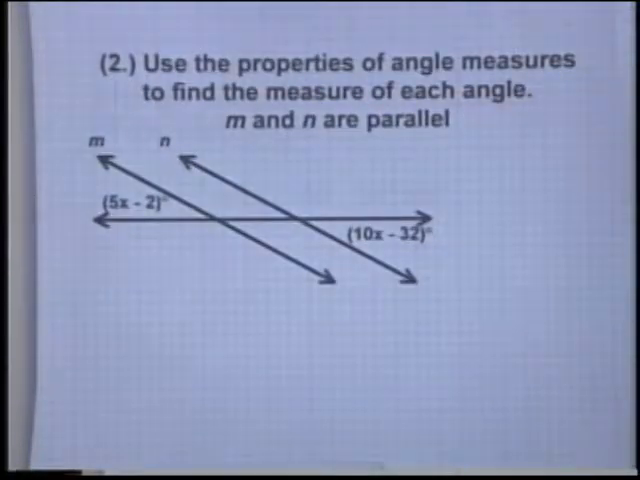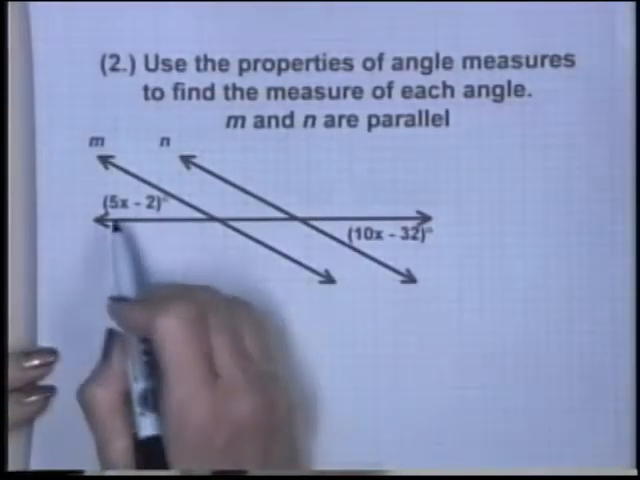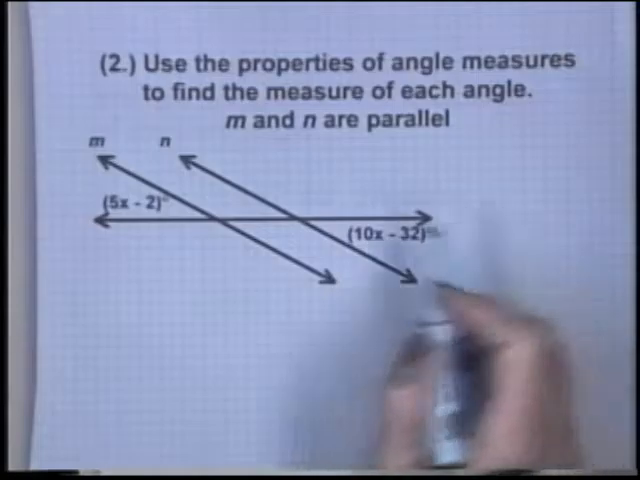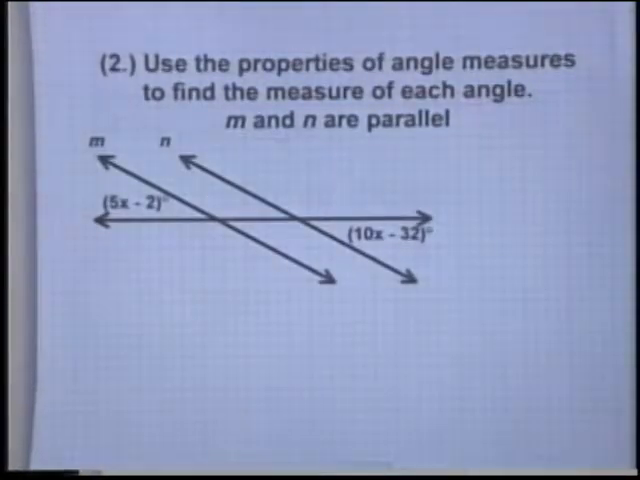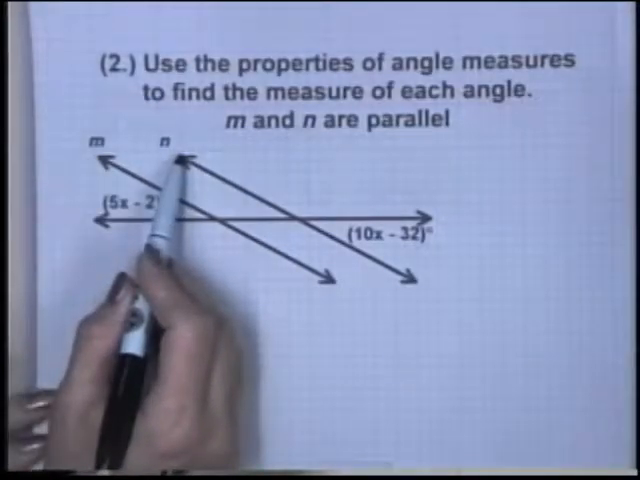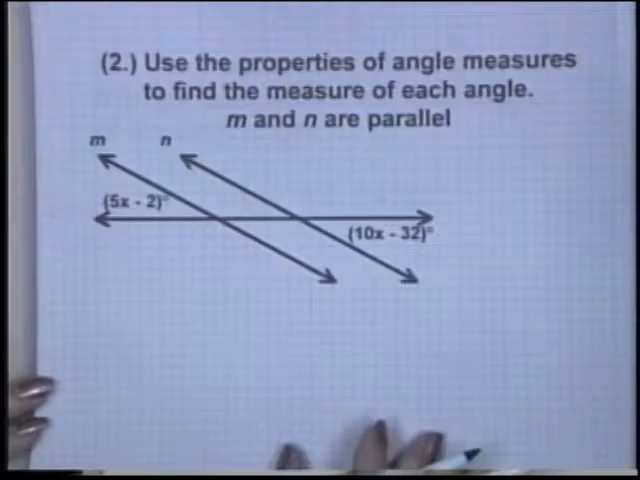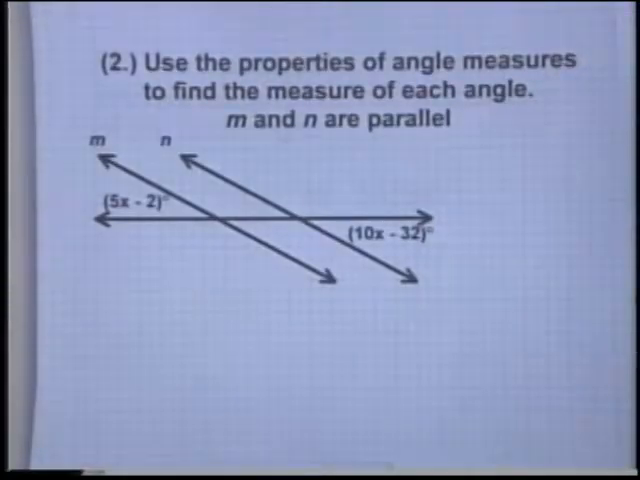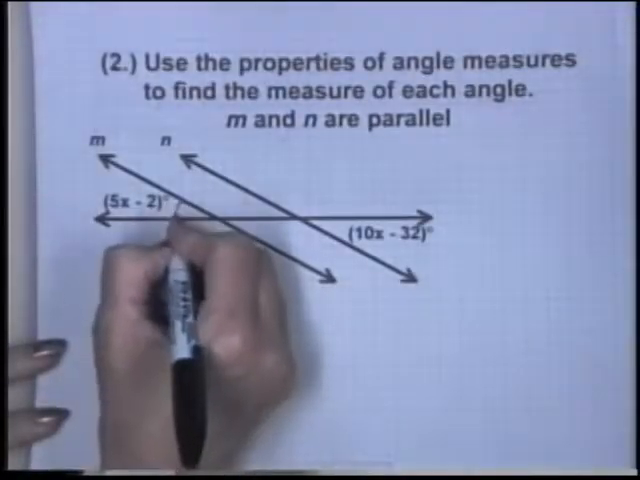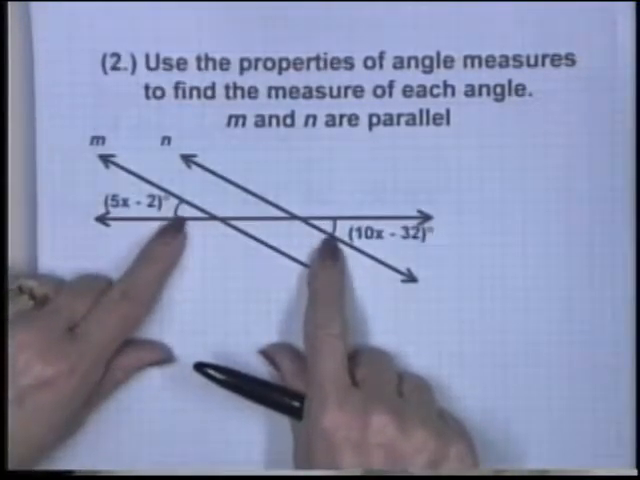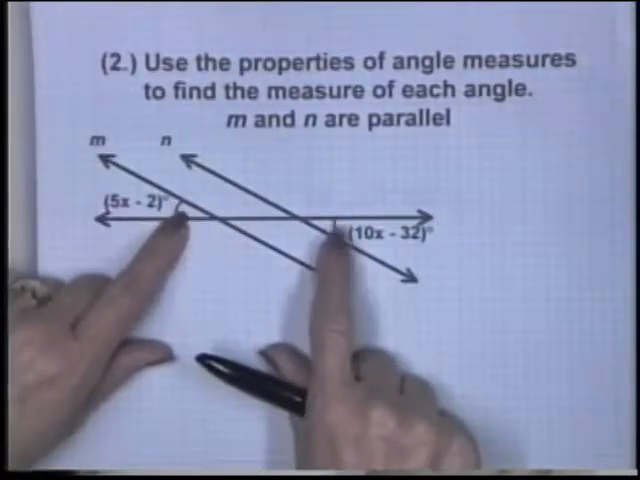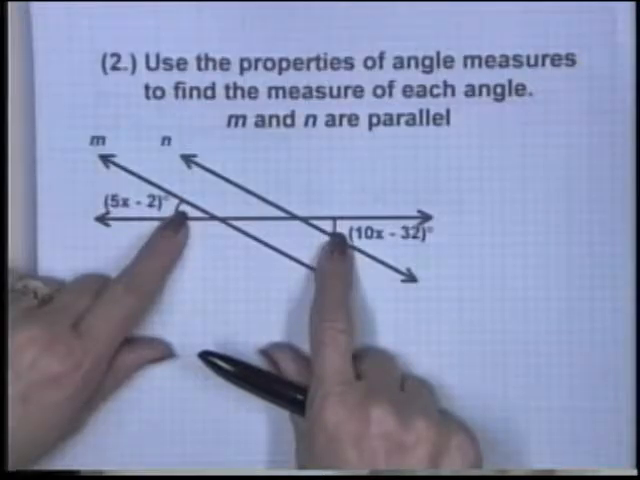For problem number 2, we have two parallel lines and we have a third line that intersects them, which would be a transversal. And it asks us to use the properties of angle measures to find the measure of each angle, and it tells us that line M and line N are parallel. So we'll find all 8 angles. Remember that when a transversal intersects two parallel lines, we have 8 angles formed. We'll start first with this angle and this angle. Do you know what type of angles those are and what their relationship is?